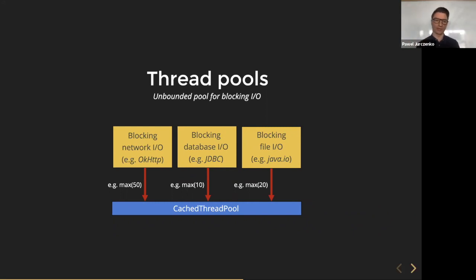So for example, at the level of HTTP client, we can say that we would like to have at most 50 simultaneous HTTP requests. The same goes with database client. We can say that we would like to have at most 10 simultaneous database operations. And the same goes with blocking file system operations, when we can say that we would like to have at most 20 file system operations at the same time.